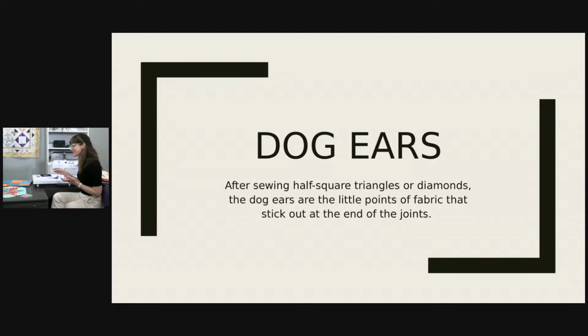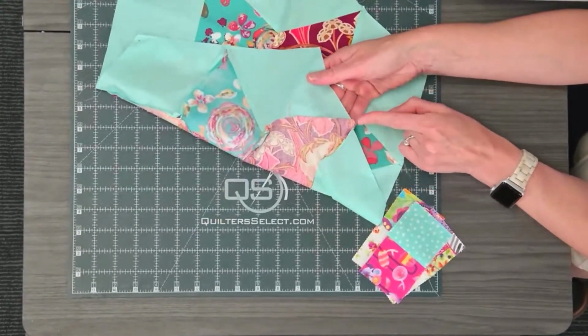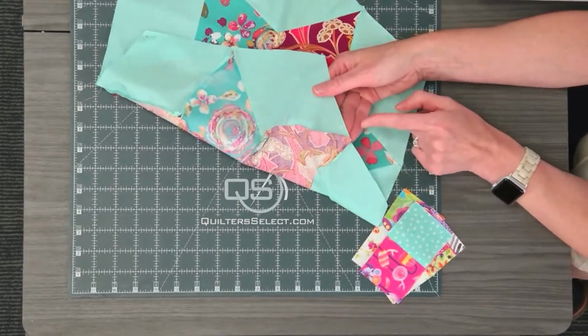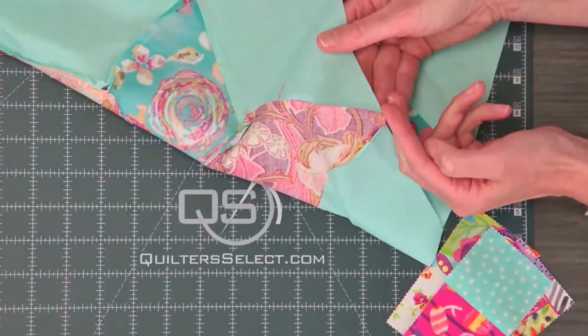Okay, so the next thing is dog ears. What are dog ears anyway, and what makes them? So after you are sewing a half square triangle or diamonds, the dog ears are those little points of fabric that stick out at the end of the joints. So here, when we look at this one that I have right here, the dog ears on this one were right here on the end. So if you can see this here on the edge, it would have come out to a straight point, and they actually got snipped off.